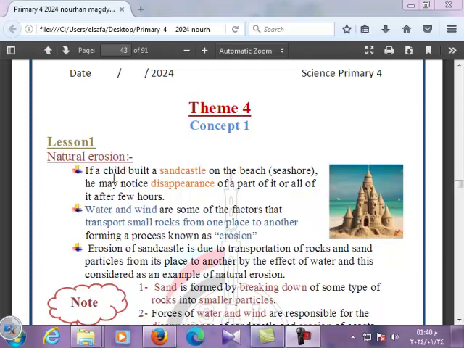If a child builds a sand castle on the beach, he may notice the disappearance of a part of it, or all of it, after a few hours. Water and wind are some of the factors that transport small rocks from one place to another, forming a process known as erosion. Erosion of a sand castle is due to the transportation of rocks and sand particles from its place to another by the effect of water, and is considered an example of natural erosion.